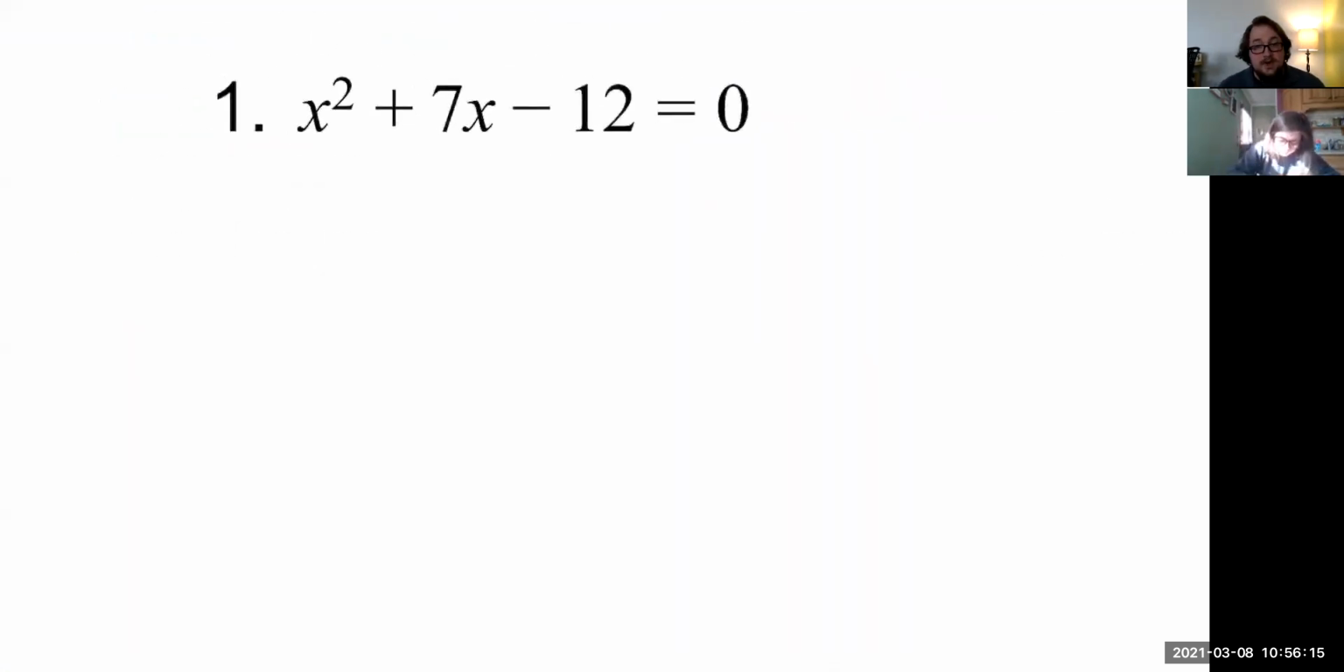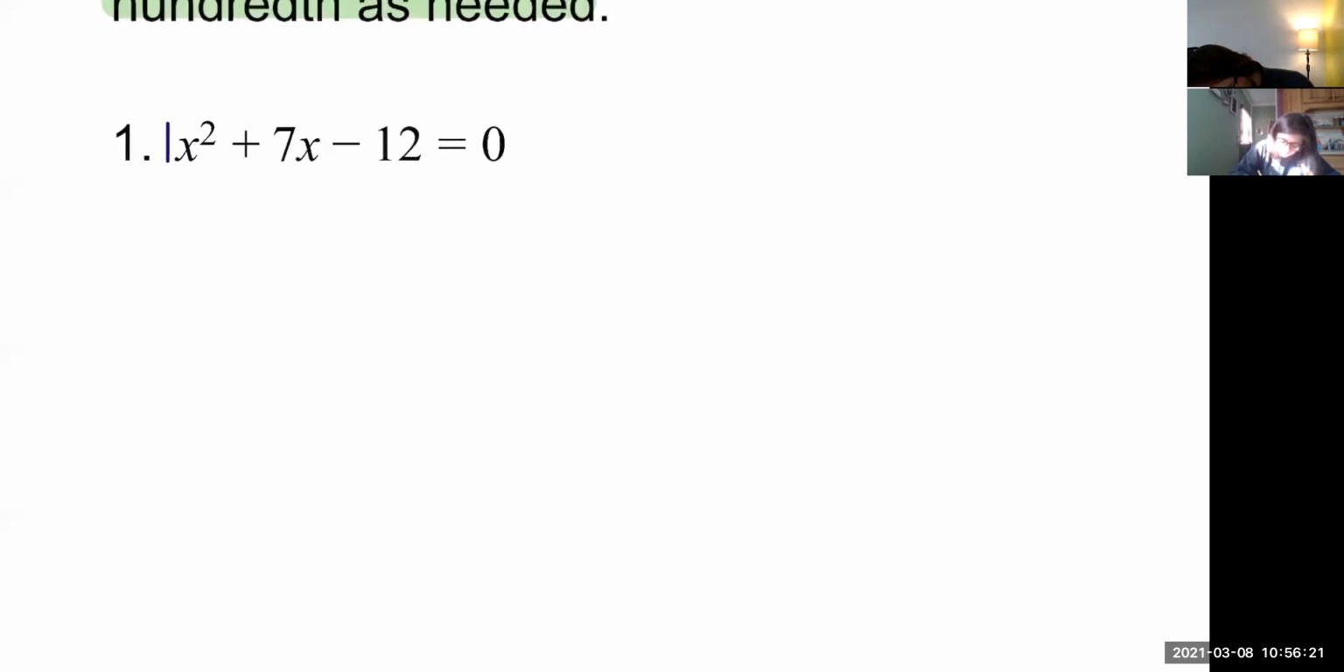So are we in luck on this first one? Yes. Absolutely. This first one's already set up in favor of it. So off to the side here, I'm going to list the information we need. What's our A? 1. What's our B? 7. And our C is a -12.